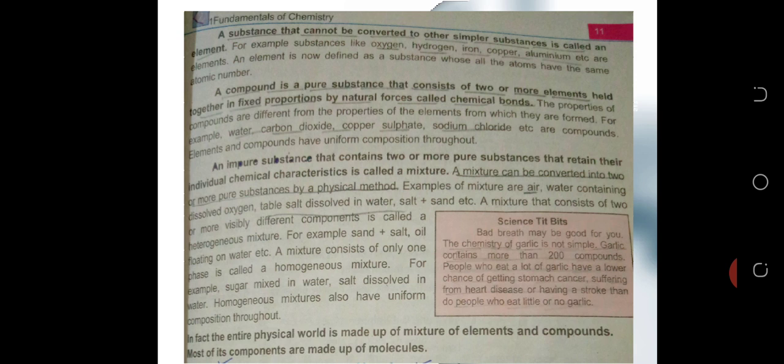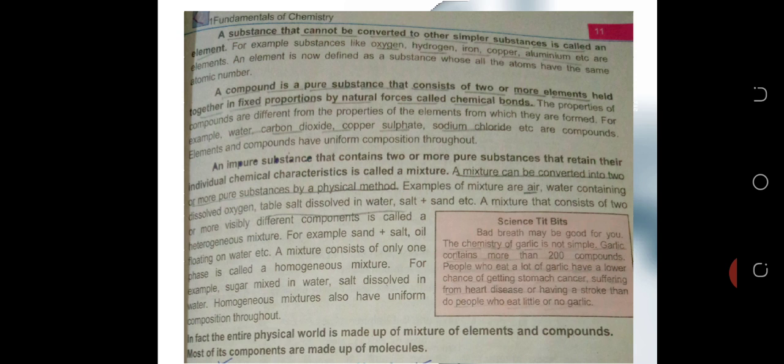In the same way, you can see carbon dioxide. You know the properties of carbon and oxygen, but the properties of carbon dioxide are totally different from carbon and oxygen. In the same way, copper sulfate, sodium chloride, etc. are compounds. Elements and compounds have uniform composition throughout.